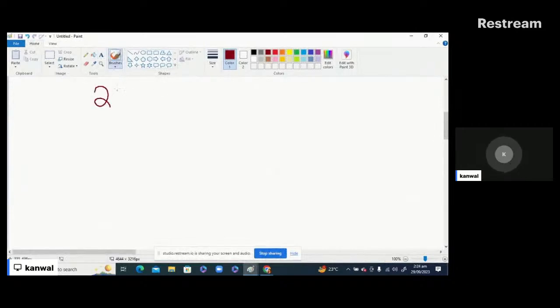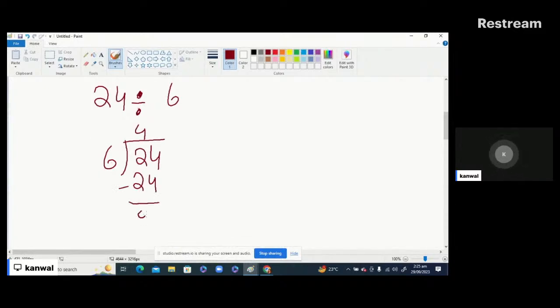So here is 24 divided by 6. Okay, let's divide 24 over 6. So 6 times which number is 24? Anyone knows the tables? 6 times 4 is 24. Good. Then subtract, and here is the 0. Now 4 is your answer.